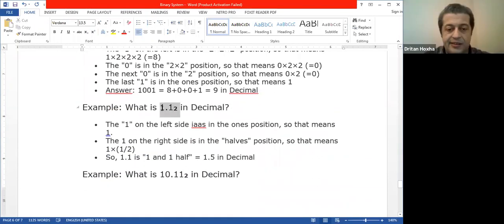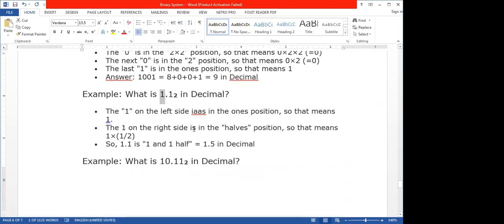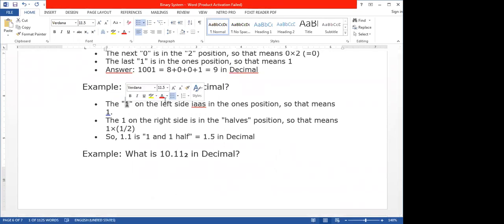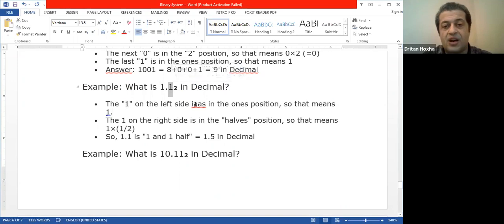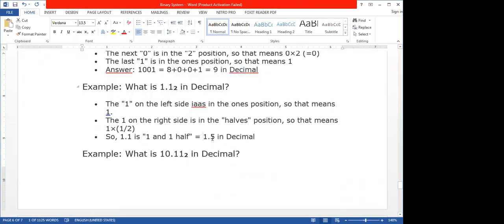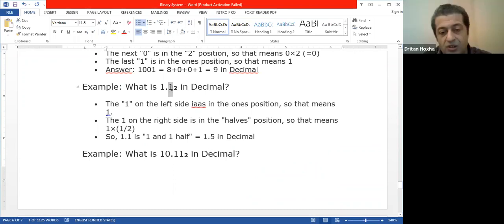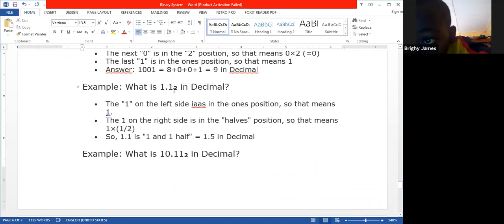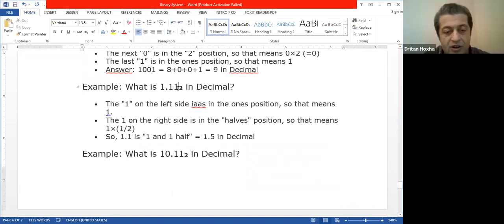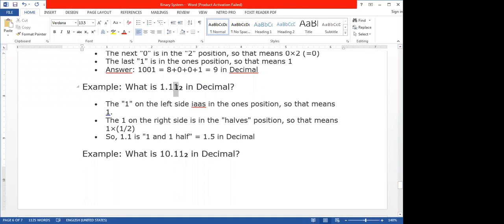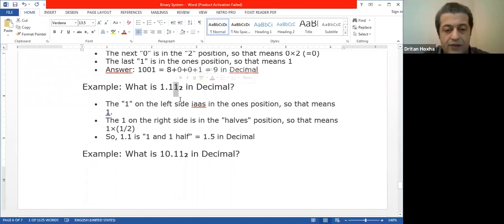Let's see a decimal number, 1.1 at base 2. This digit represents ones. This digit represents halves, so we have 1.5 here. This represents 1 divided by 2. If we have another digit here, it would be 1 divided by 4, and so on.